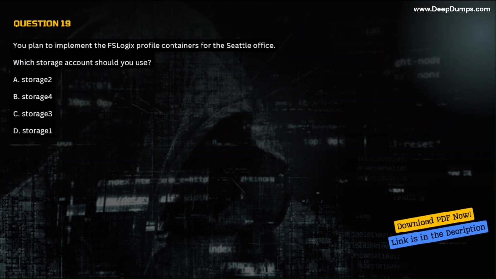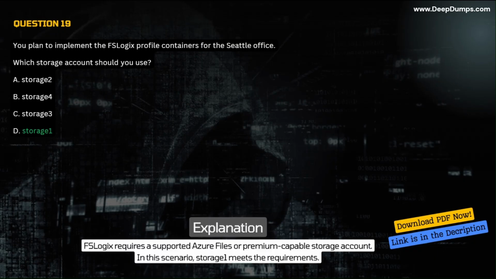Question 19. You plan to implement the FSLogix profile containers for the Seattle office. Which storage account should you use? A. Storage2. B. Storage4. C. Storage3. D. Storage1. Correct answer D. Storage1. Explanation: FSLogix requires a supported Azure Files or Premium-capable storage account. In this scenario, Storage1 meets the requirements.